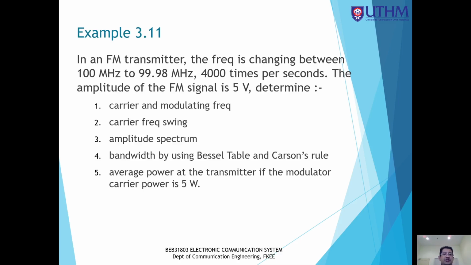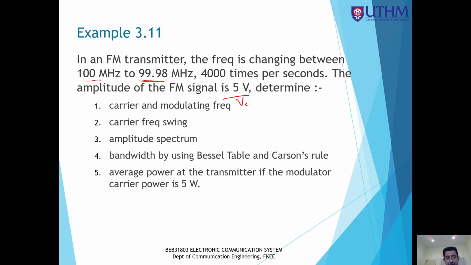So in the FM transmitter, the frequency is changing between 100 and 99.98 megahertz, with 4,000 fluctuations per second. The amplitude of the FM signal is 5 volts. So the amplitude of the FM signal is actually referring to the Vc, and the frequency is 100 to 99.98.